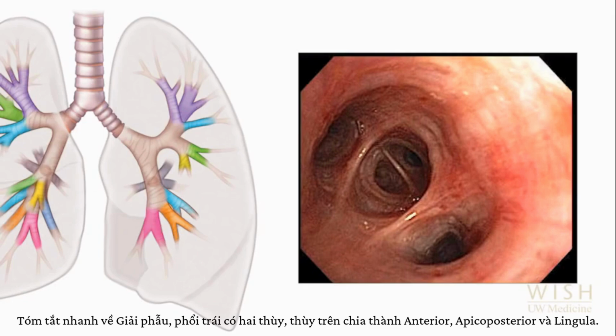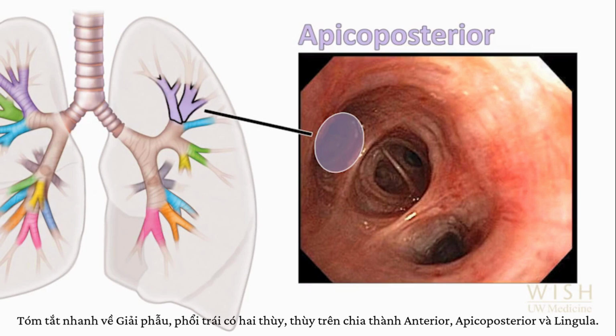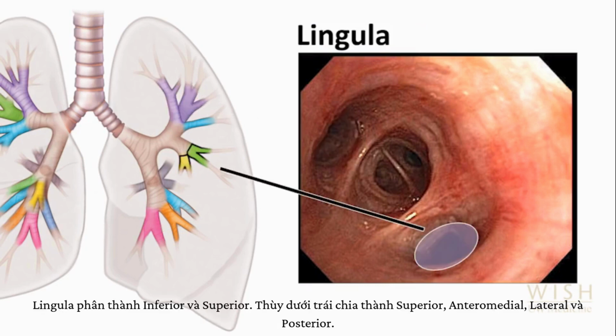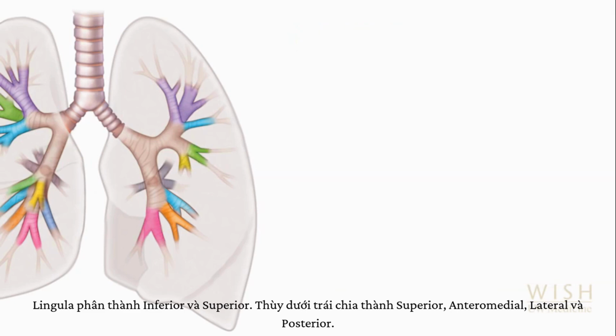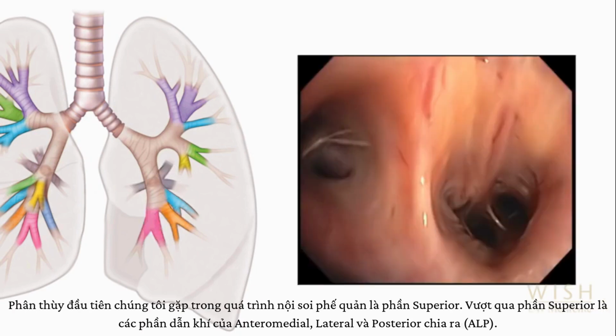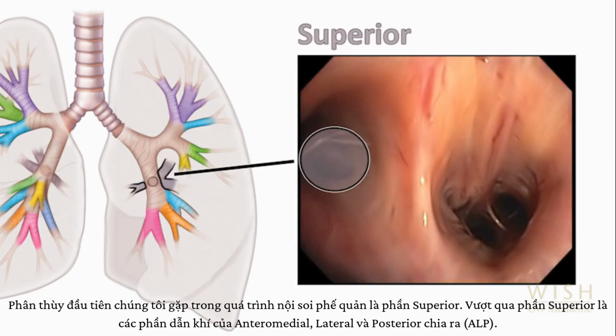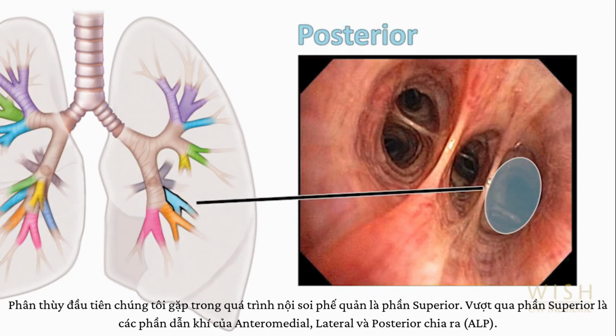The left lung has two lobes. The upper lobe divides into anterior, apico-posterior, and lingular. The lingular has inferior and superior segments. The left lower lobe divides into the superior, anteromedial, lateral, and posterior segments. The first segment we encounter during bronchoscopy is the superior segment. Beyond the superior segment, the anteromedial, lateral, and posterior segmental airways divide.